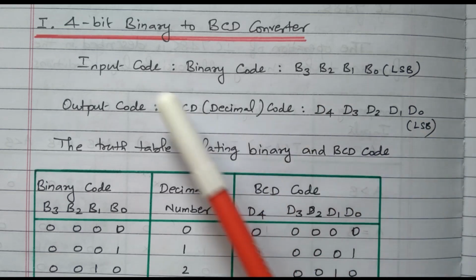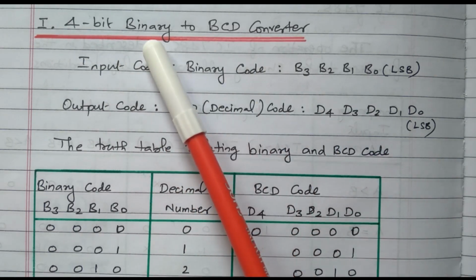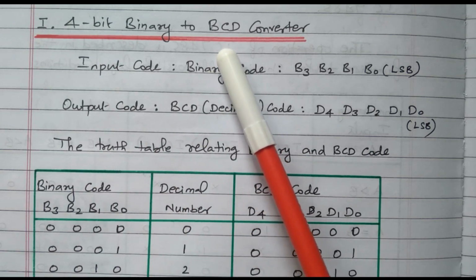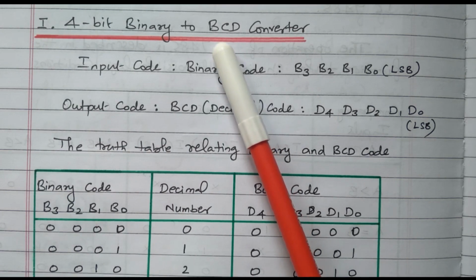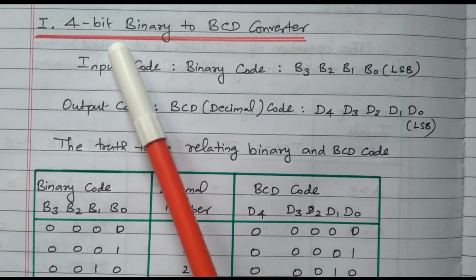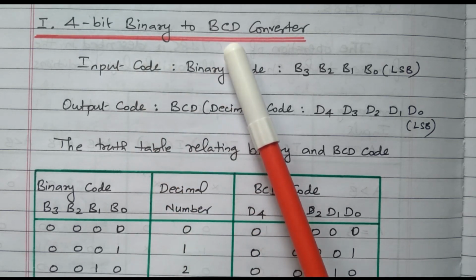Now we will go to the topic 4-bit binary to BCD converter. Binary means zeros and ones having 4 bits. BCD means binary coded decimal. That is also 4 digits. Each and every decimal number is represented by 4 digits, that is called a BCD converter. That is called BCD, binary coded decimal, right? So the 4-bit binary number we are now going to convert into BCD, right?